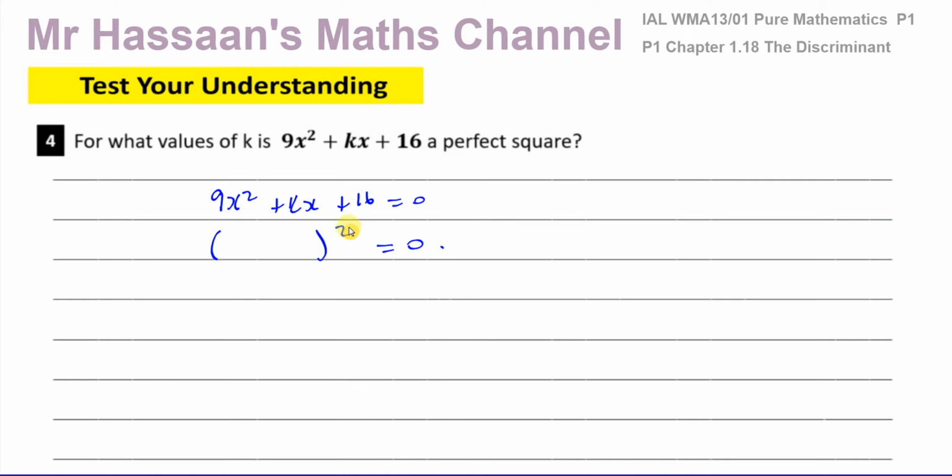So you could work out the value of k by writing this as a perfect square, which we can do quite easily because 9x squared is 3x, if you square root it, and there's a plus here, so it'll be a plus here, and the square root of 16 is 4. So when you expand such brackets, the middle term is always given by the two terms multiplied together, so 3x times 4, and then doubled. So that's going to give us 12x times 2, which is 24x. So therefore we can say k is equal to 24.